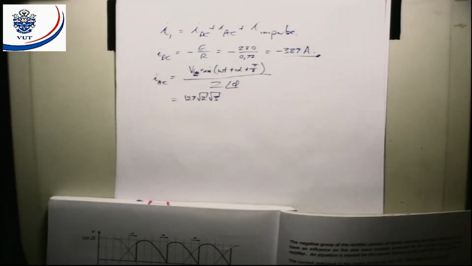Now the alpha. Do you understand where the alpha comes from? It is the delay angle that we have. Do you understand where the pi over 3 comes from?